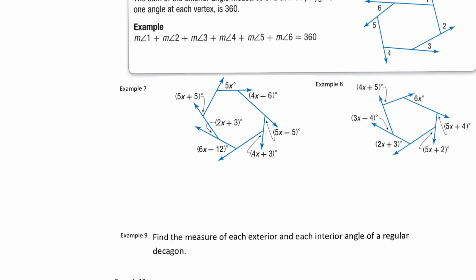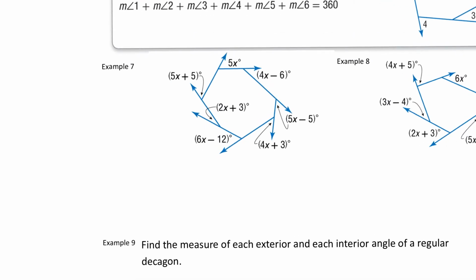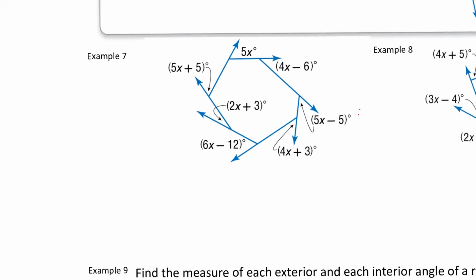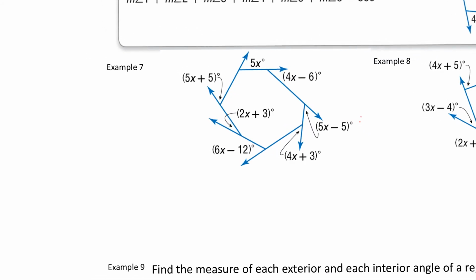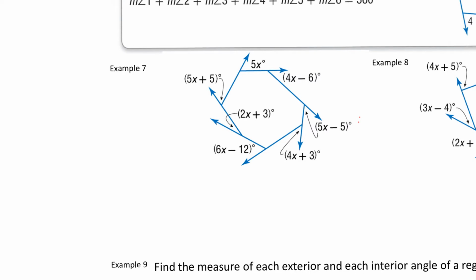All right, and I'm going to skip down here to this example 7. Okay, how many sides does this shape have? 7. Okay, there's 1, 2, 3, 4, 5, 6, 7. So there's 7. So what do we call that?